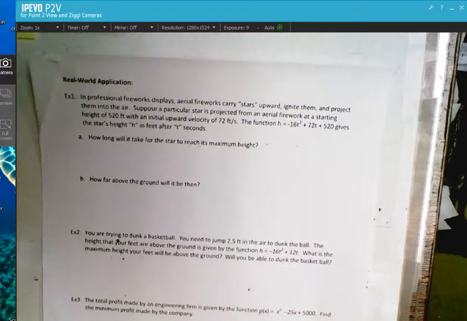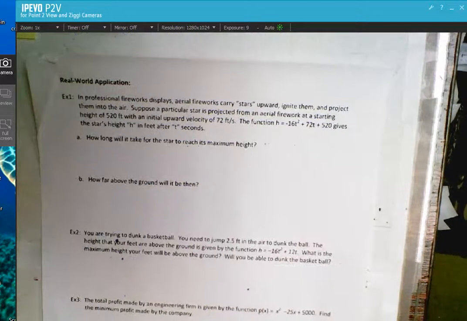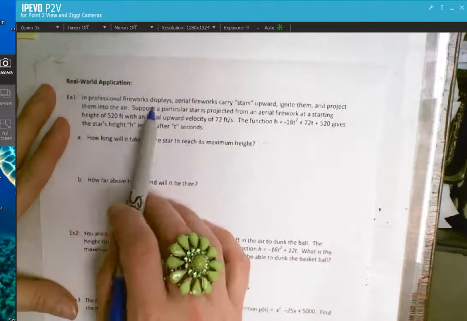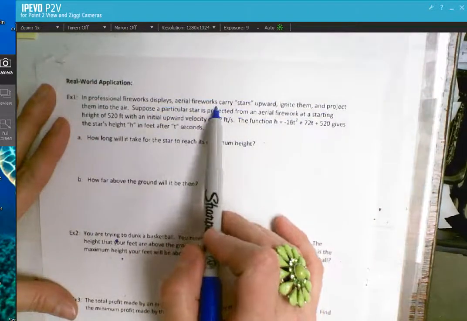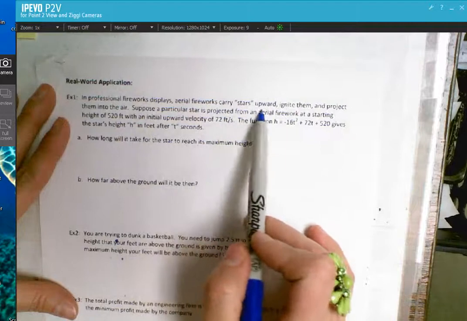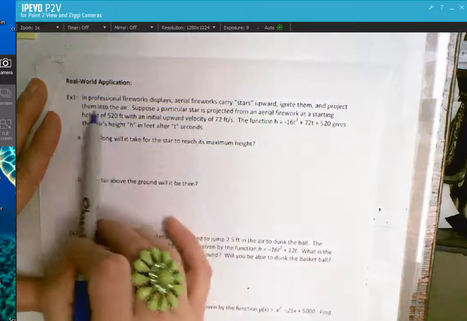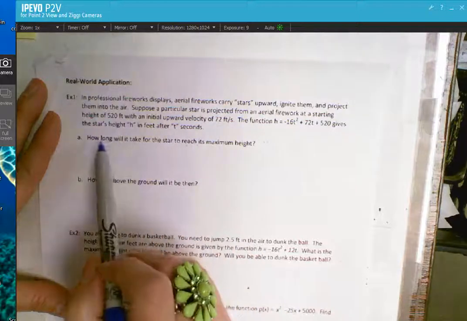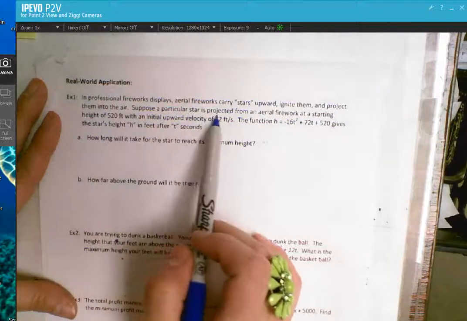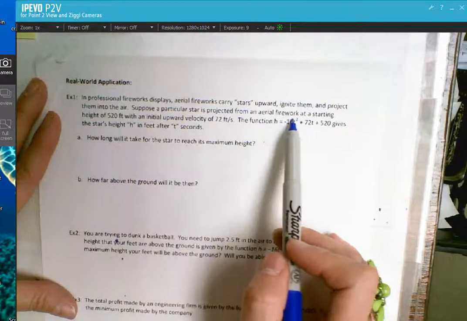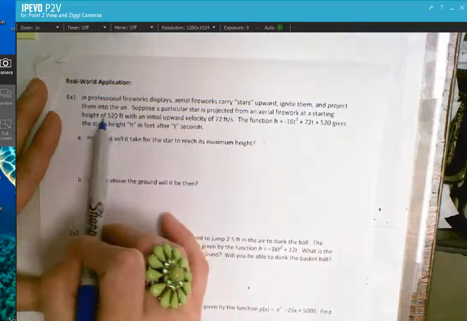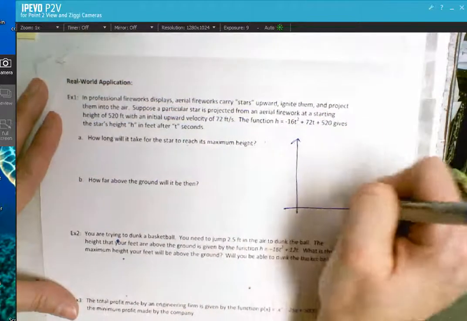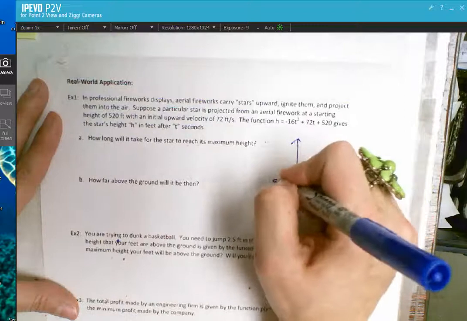Okay, the last thing I want to take a look at is application problems. These can get kind of fun and then get a little tricky too. So I'm working in professional fireworks. The aerial fireworks carry what are called stars upward, ignite them, and then project them into the air. So it goes up, then it gets ignited and goes up even further. Suppose a particular star is projected from an aerial firework at a starting height of 520. So I know if I take a look at my height, I'm starting at 520.